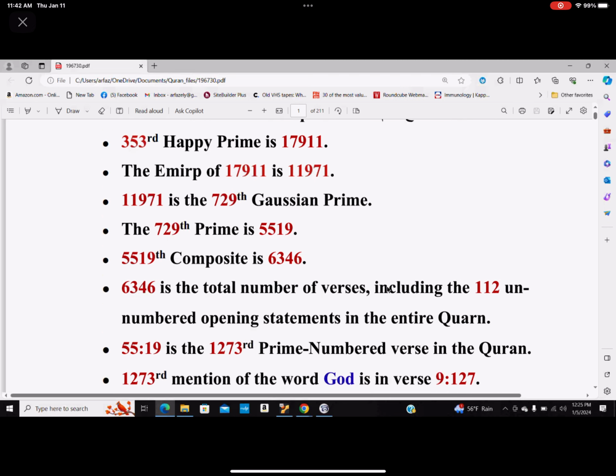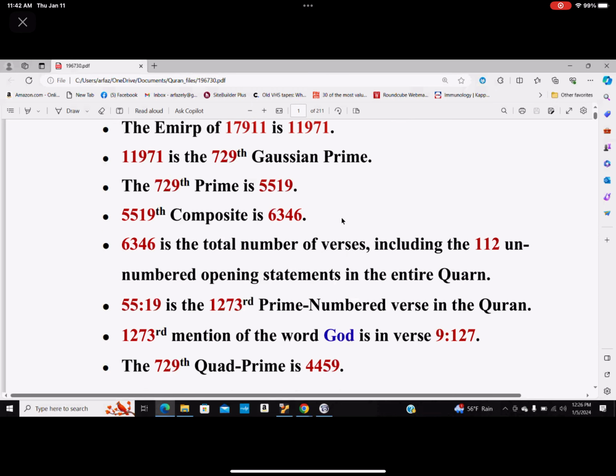Okay? And so then we look at chapter 55, verse 19, and we find out it's the 1273rd prime number verse in the Quran. And we find out that the 1273rd mention of the word God is in verse 9127. The 729th quad prime happens to be 44959.